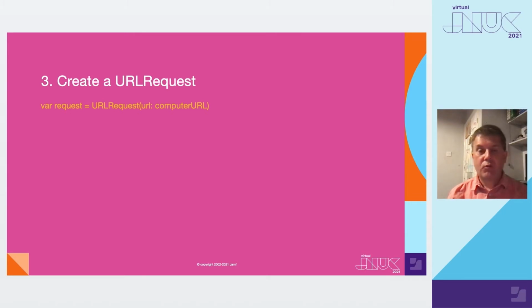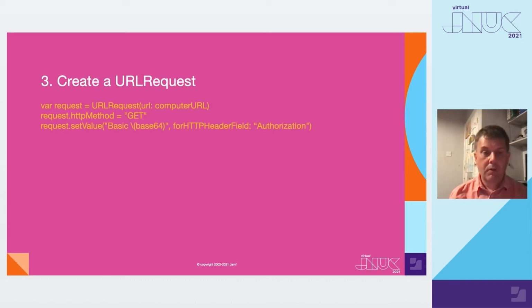So to create the request, we're going to create a URL request, and we're going to pass in the URL we created. So that creates the request. And then we're going to customize it, just set the method, the body and the headers, etc. So there's a property called HTTP method, and here we specify whether we're doing a get, a post, a put or delete. So in this case, we're going to do a get. We're going to get some information from the Jamf Pro instance.